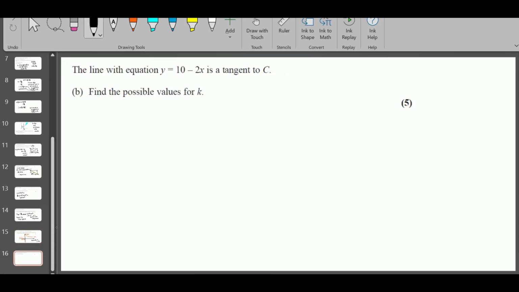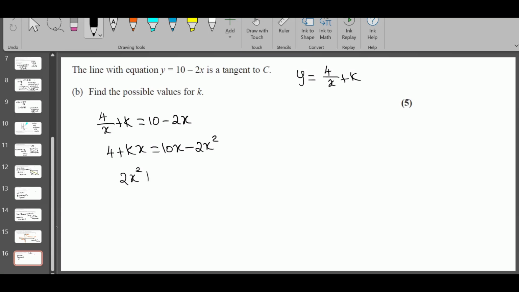The last part. The line with the equation, this is tangent to the curve. So we equate them. The curve is y is equal to 4 over x plus k. So equate both of them. 4 over x plus k is 10 minus 2x. Multiply through by x. You will get 4 plus kx is equal to 10x minus 2x square. Move everything this side. You will get 2x square plus kx minus 10x plus 4 is 0.